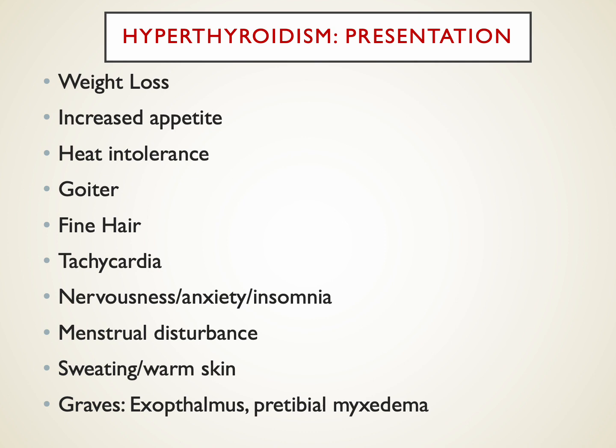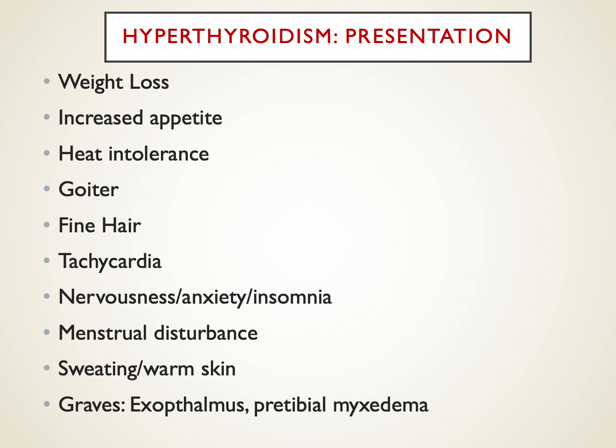Presentation for folks with hyperthyroidism, typically you'll see weight loss, increased appetite, heat intolerance. Sometimes you'll see a goiter. You might see more fine hair development. Most concerning is probably tachyarrhythmias, particularly AFib. And typically when you see somebody with AFib, we almost always will get a T4 and a TSH to rule out hyperthyroidism that could be triggering the AFib.